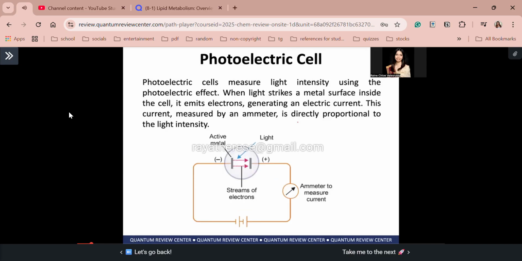Now, in photochemistry, we can discuss the photoelectric cells. Photoelectric cells measure light intensity using the photoelectric effect. When light strikes a metal surface inside the cell, electrons are ejected, emitted. The emitted electrons will generate an electric current, and that current is measured by your ammeter. And the current is directly proportional to the light intensity.